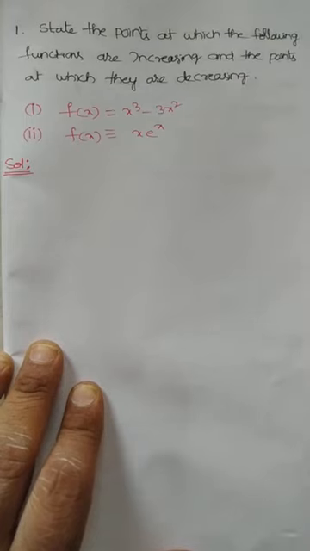In those particular cases, we have to collect the specified interval on which the function is increasing, and we have to pick the specified interval on which the function is decreasing. So we have to collect. Let us see the first problem.